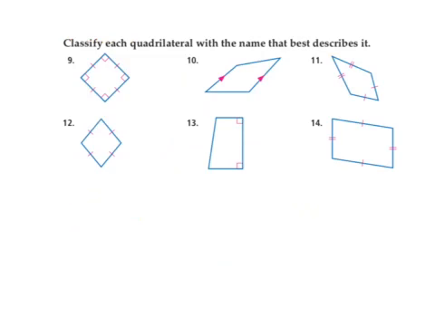All right. So let's try to classify these quadrilaterals with the very, very best name. So in number 9, I've got four sides, so it is a quadrilateral. It has four right angles, and the four sides are congruent, so the best name for this would be a square. Number 10, it is a quadrilateral. It has one set of parallel sides, so the best name for this would be a trapezoid.